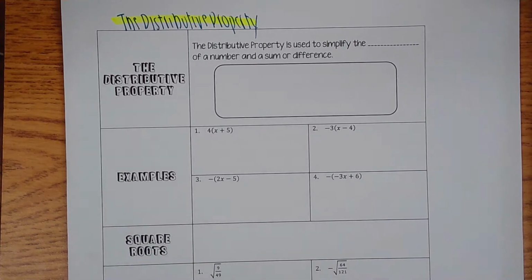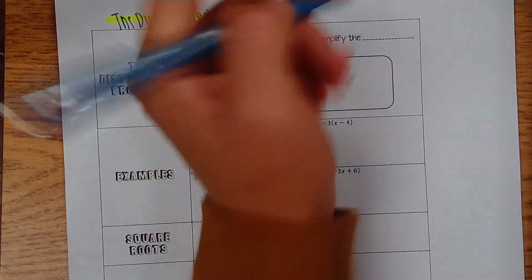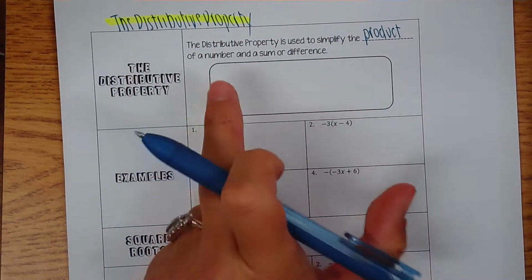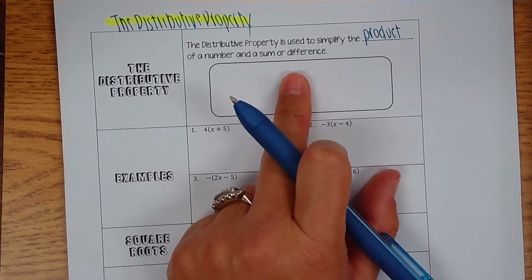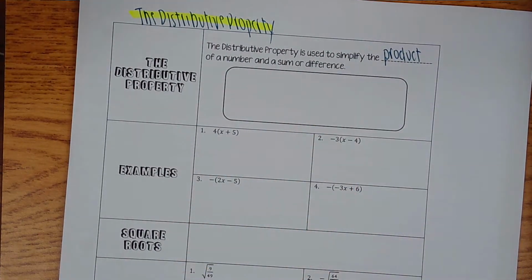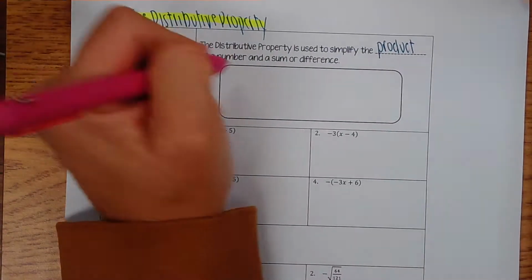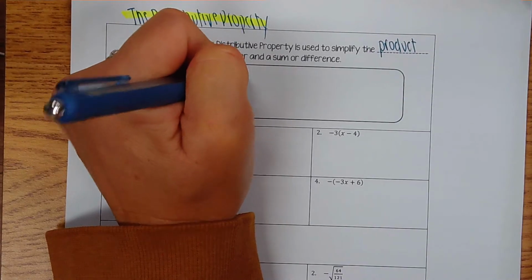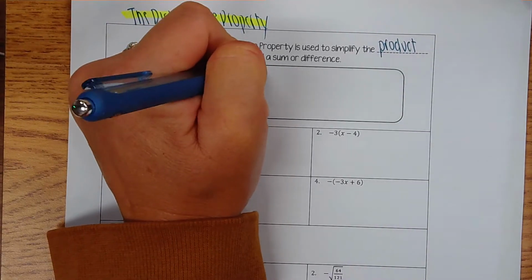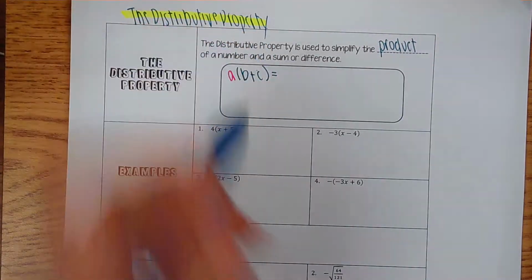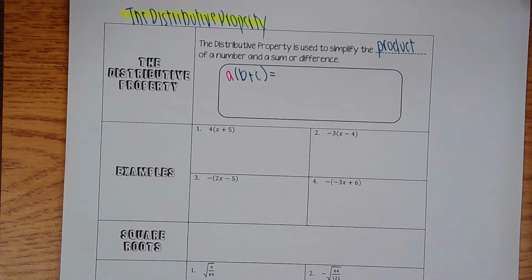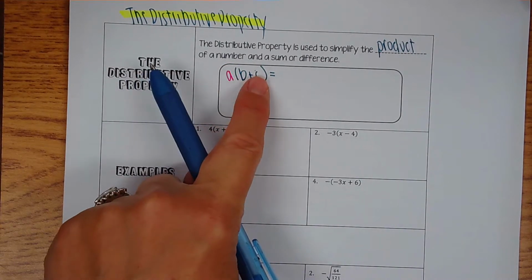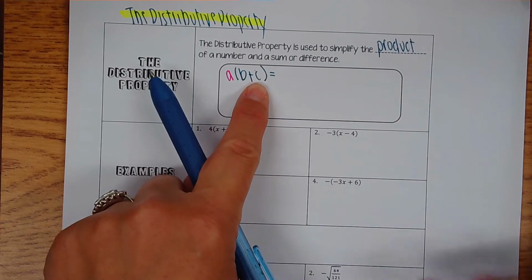Okay, so the distributive property is used to simplify the product, meaning multiplication, right? To simplify the product of a number and a sum or difference. So let's say we have A outside the parentheses with B and C. The distributive property means that we can take this A out here and distribute it to each of the terms within the parentheses.